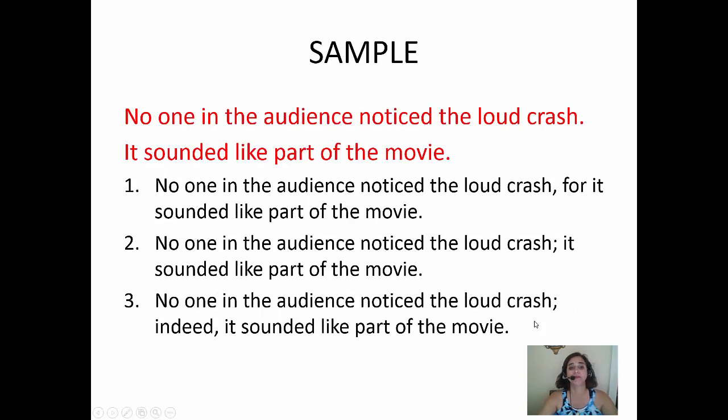Here's another example from tomorrow's test. No one in the audience noticed the loud crash. It sounded like part of the movie. In the first example, I use a coordinating conjunction that has a comma. In the second example, I use the semicolon. And in the third example, I use the semicolon, conjunctive adverb, and comma. All three are ways of combining two sentences.